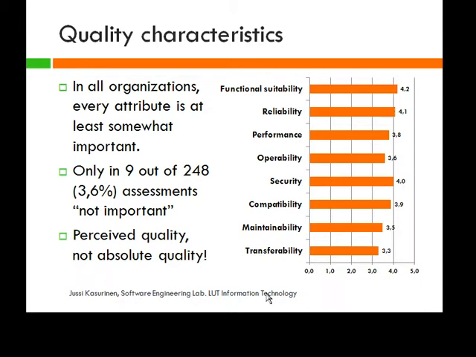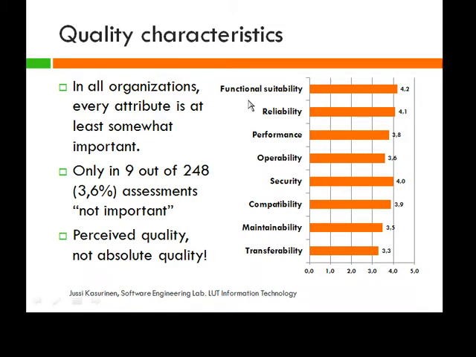In all organizations which were surveyed, every attribute was at least somewhat important. We had 31 organizations which did the quality characteristic assessment, and only in 9 individual assessments, less than 5% of the assessments, the organization said that this characteristic is not important, that it is irrelevant to us. And what's more interesting is that there were only a few variations within the quality characteristics.